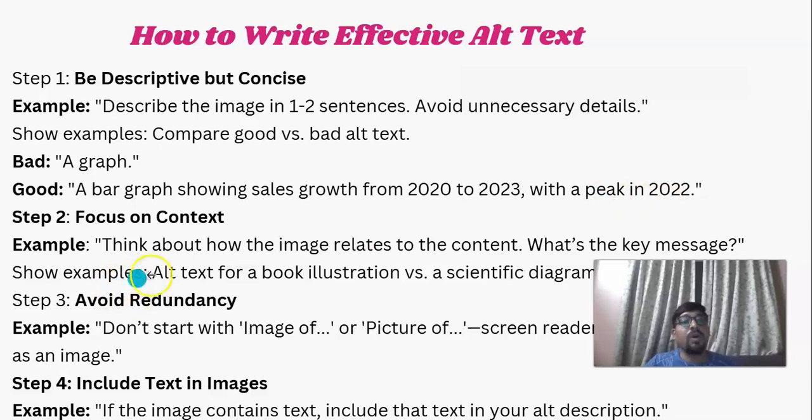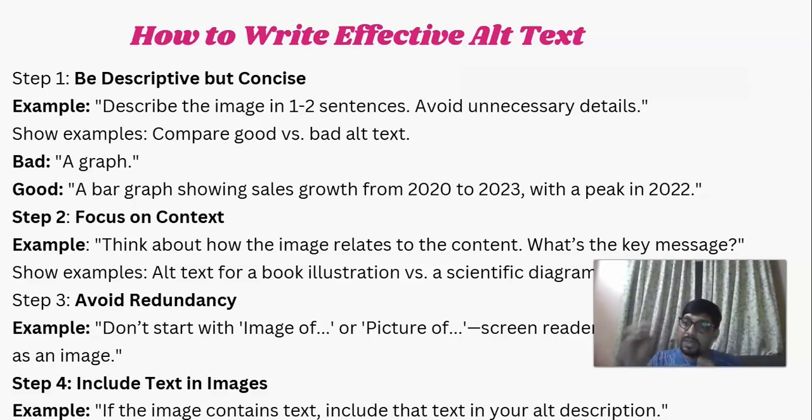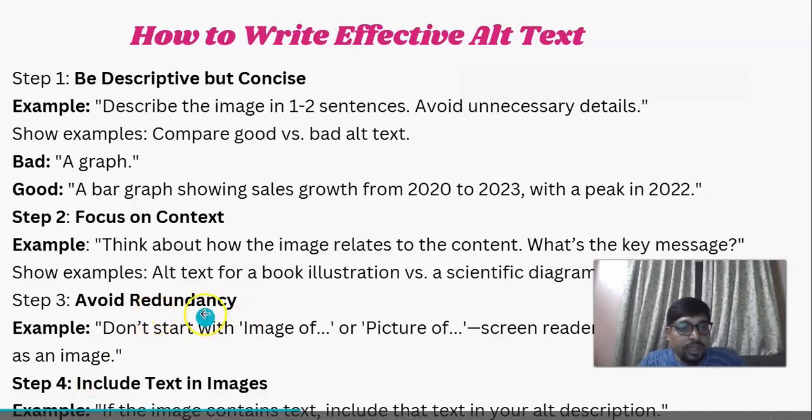So focus on context. This is the most important part. You have to focus on this context. Think about how the image relates to the content, like your book chapter or specific content, and what the key message is, because you have to find out whether it's an illustration or a scientific diagram. You have to differentiate between these two. Then you can write alt text in a better way. I have explained it in the video on images and including alt text in images.